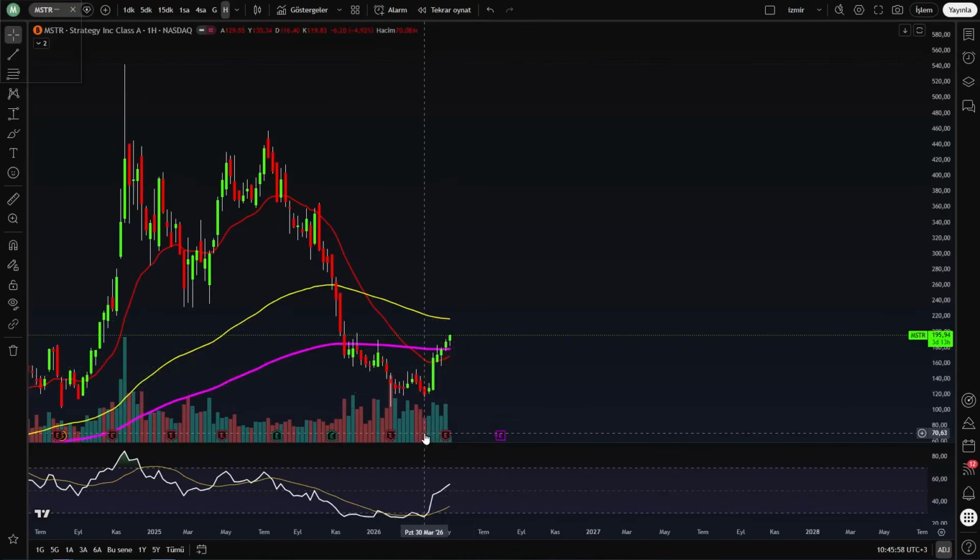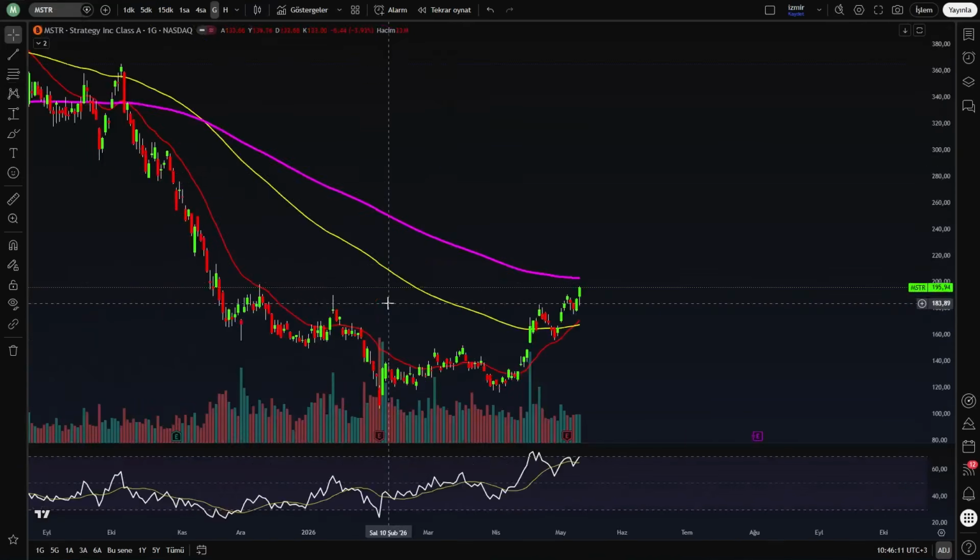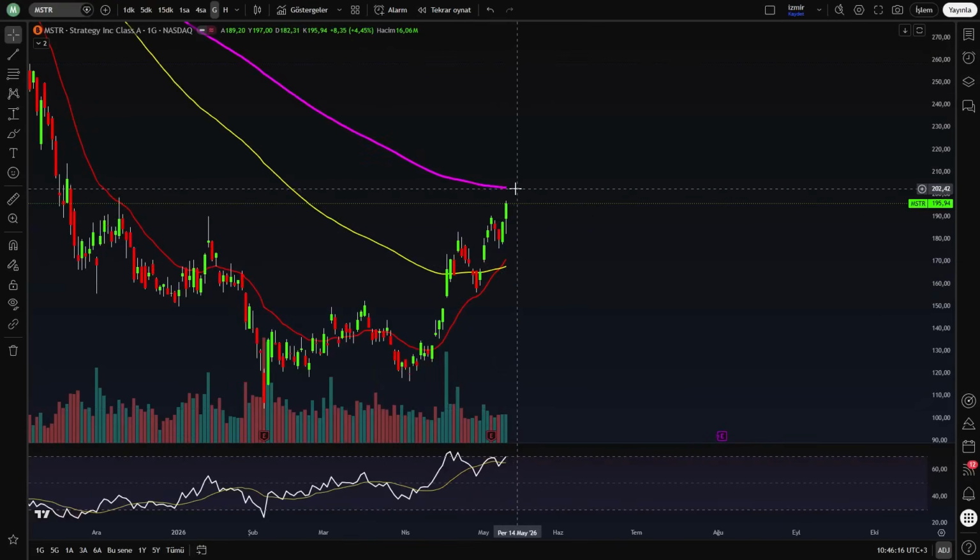In fact, when you look at it, we see that the value in the RSI indicator came down to the 30s and we encountered a reaction from here. Therefore, this reaction is currently trying to continue. Our prices have approached the 200-day moving average. Let's see what happens next. We will watch and see.